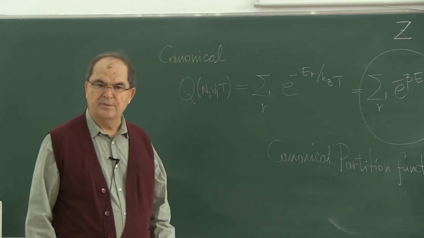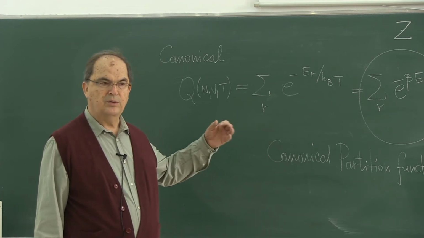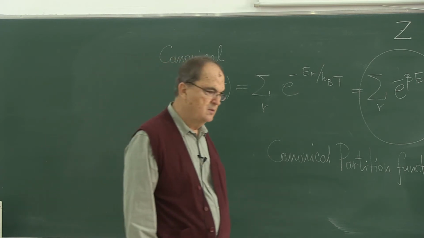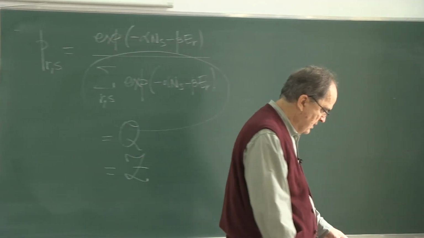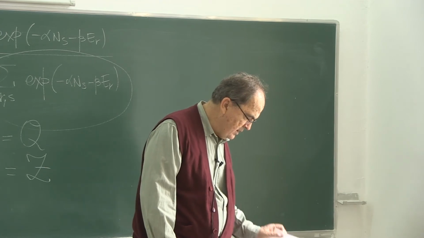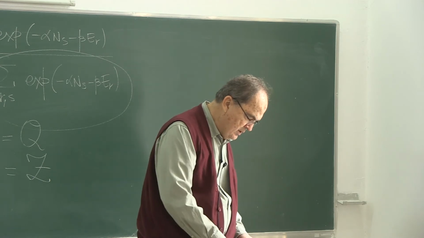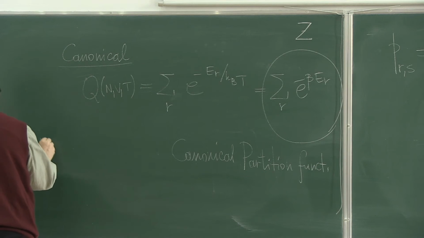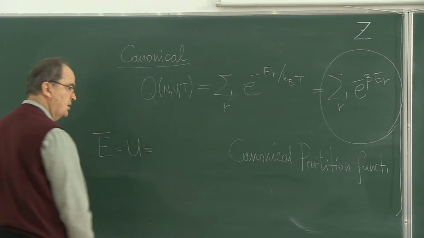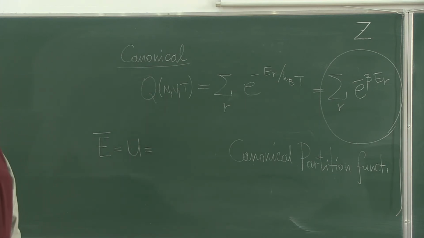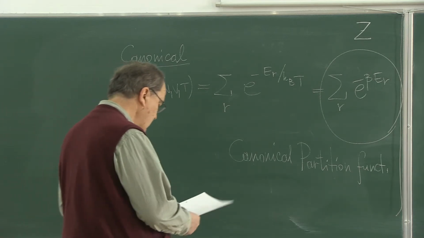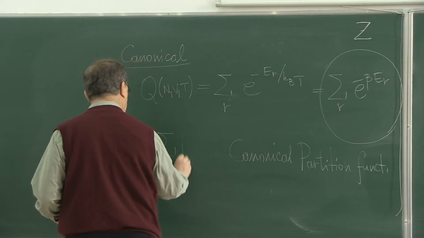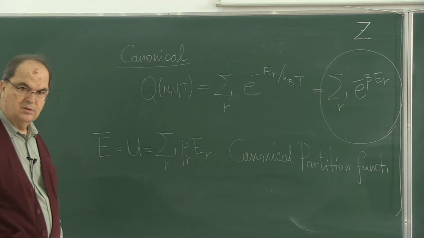Now, why are we giving them special names? Because you can get the whole thermodynamics from these functions. They are so powerful, they give you the whole thermodynamics. Let me show you one. In the canonical case, for example, what is the average energy? Let's look at the canonical case. Let's write the average energy. Well, average energy is also known as internal energy in canonical systems. Sometimes we call it U. And that energy is nothing but probabilities multiplied by the corresponding energies, summed over all states.